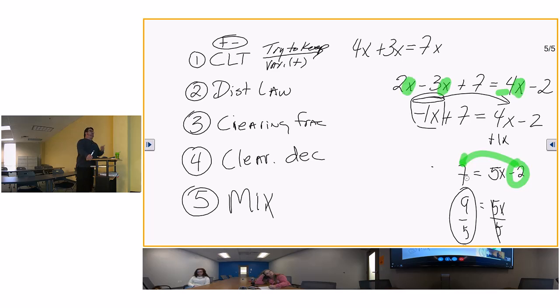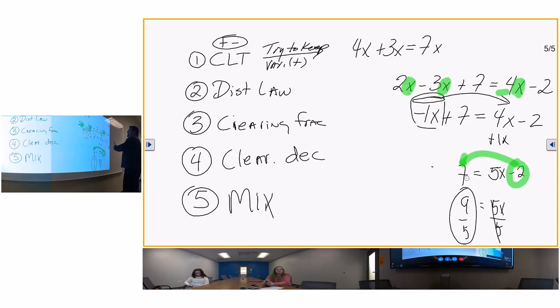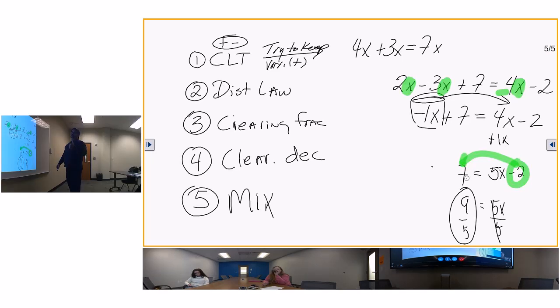So I try to keep the variable positive. And if you keep the variable positive, you won't have to worry about those 2 other rules in 5.5 or 5.6, whatever chapter we're on, okay? All right, so that's how you do combining like terms. Try to keep that variable positive.